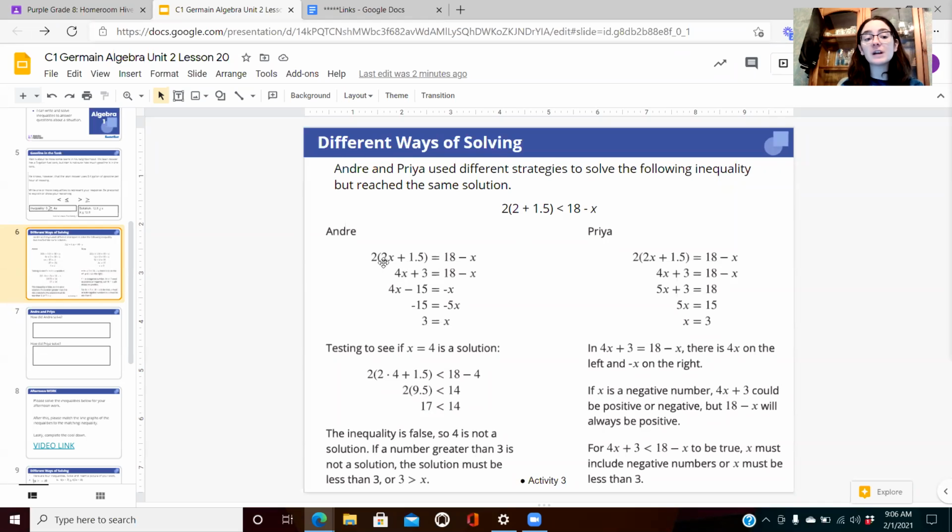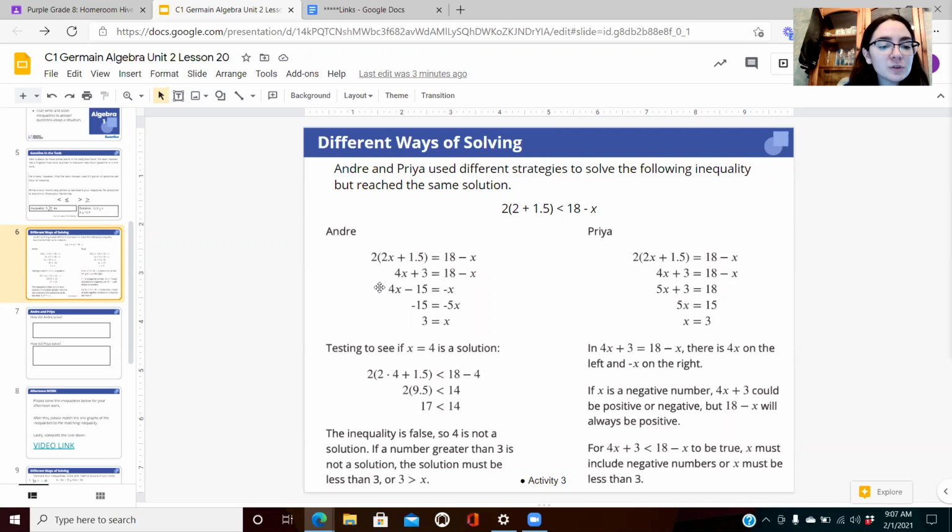We're going to start at the top and work our way down. From step 1 to step 2, Andre did what? Andre distributed. It looks to me like we simplified the left side of this equation. We multiplied 2 times 2x, 2 times 1.5, and we got 4x plus 3 is equal to 18 minus x. 4x. Yes, very good. Nice job, Max.